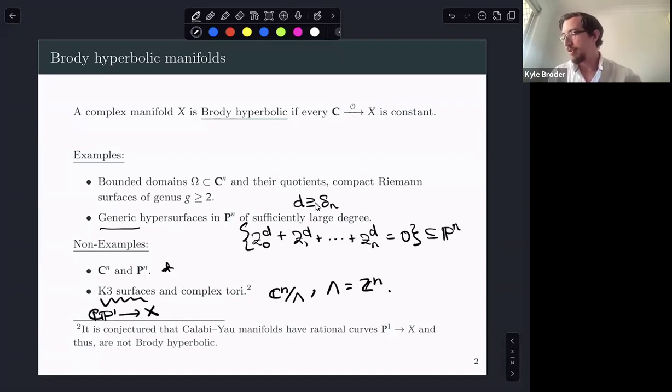So they are definitely not hyperbolic, and complex tori have an abundance of holomorphic maps from C coming from the universal covering. Now, if we look at a general Calabi-Yau, I make this footnote that certain Calabi-Yaus that are projective and satisfy some conditions on their Hodge numbers are conjectured to always have rational curves and therefore are conjectured to never be Brody hyperbolic.